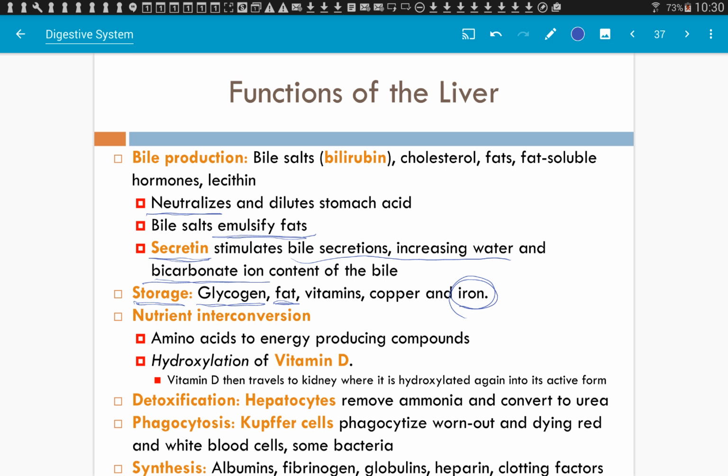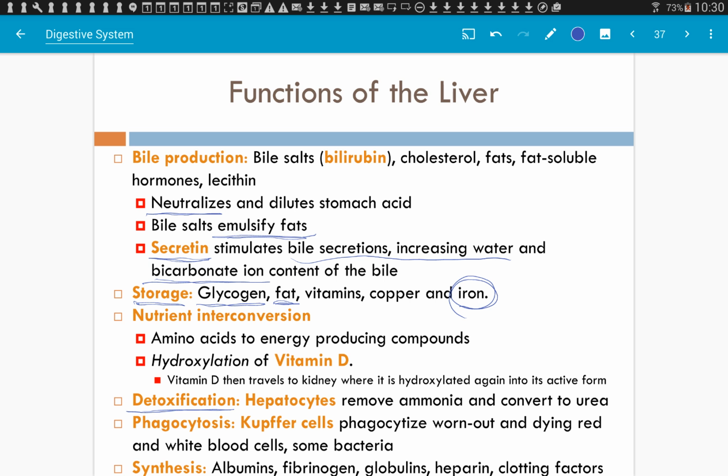Some nutrients are converted while they're in the liver. And one of the ones that's really important is vitamin D. You have a small change to vitamin D called hydroxylation, where it turns the vitamin D into its active form. Okay? So that active form is really important. If we remember, vitamin D helps with the absorption of calcium in the intestines and has a lot to do with our blood calcium levels and bone health. Vitamin D and calcium close together. Okay?